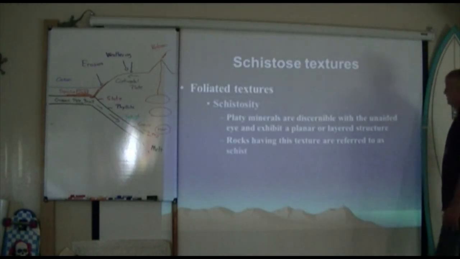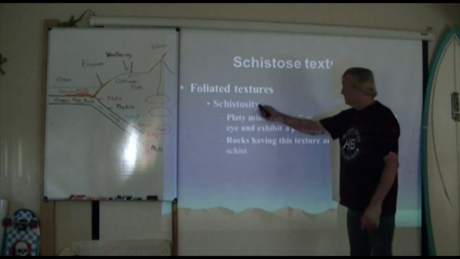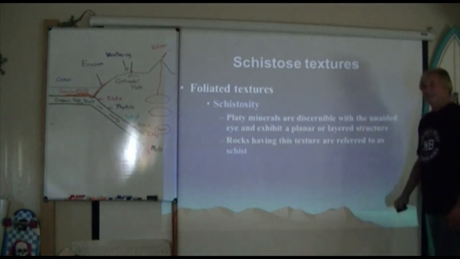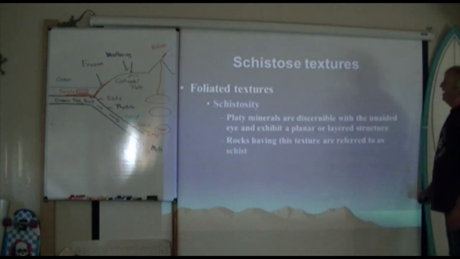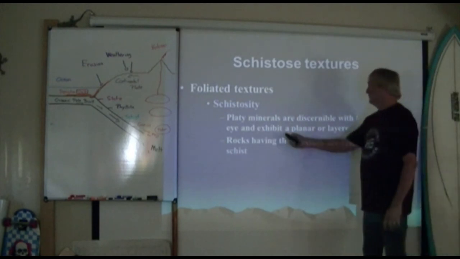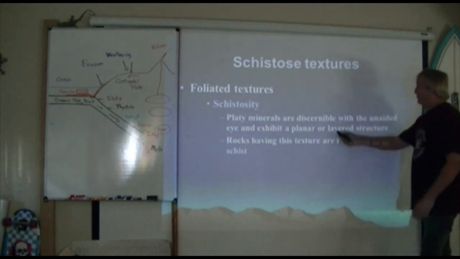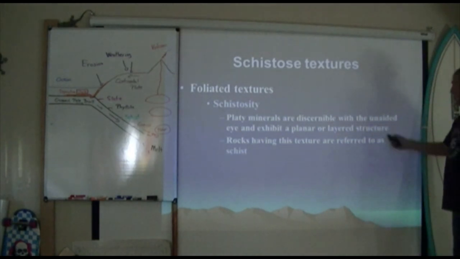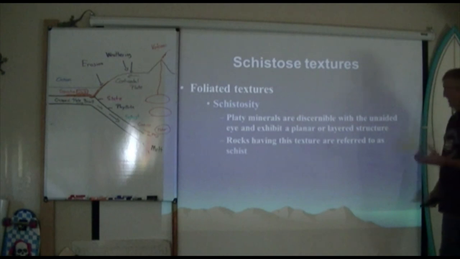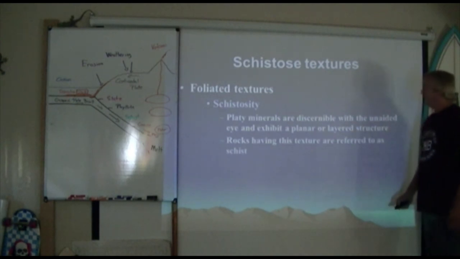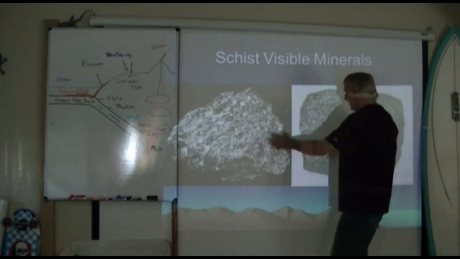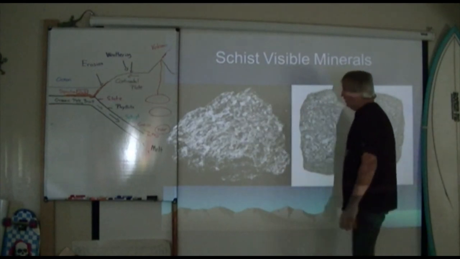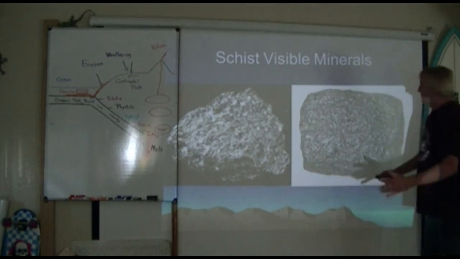So rocks that are of the schist phase of metamorphism, I know that sounds bad. When you say that schist phase, you think it's something else. It forms a foliation texture called schistosity. These are platy minerals, describable with the unaided eye. You can actually see and pick out the biotite from the muscovite and from the quartz. And so this is a schist. It's basically a bunch of platy minerals. You can actually flake some of these off with your fingernail, and very visible.